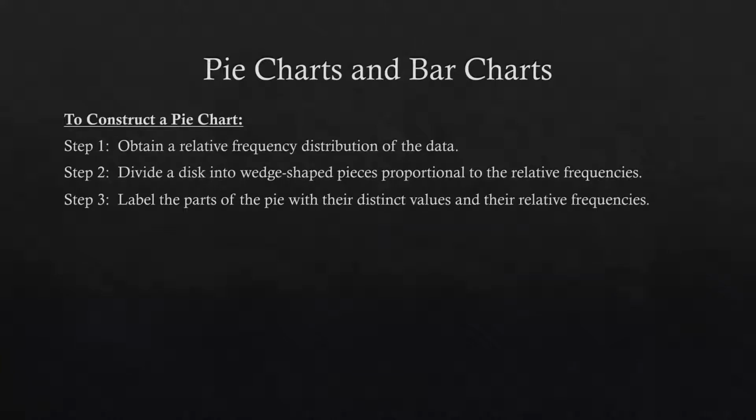Okay, so let's think about our data that we just got finished doing. So we had Democrats 32.5%. We had Republicans at 45%, and we had other at 22.5%. Okay, so we've obtained the relative frequency. So let's draw our pie.